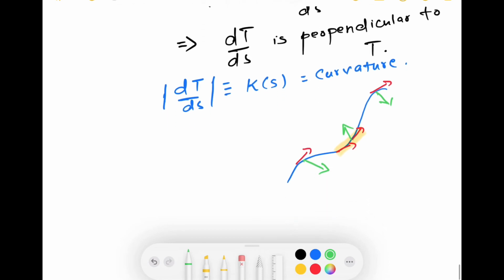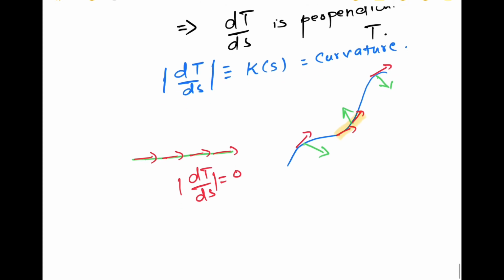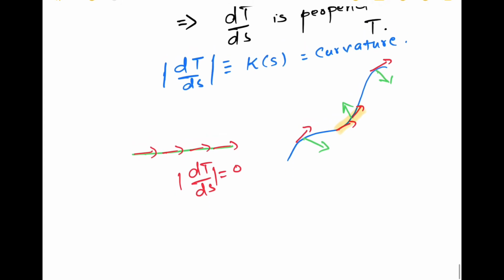If you take some curve which is straight, its tangent vector is along this and it is not changing, so dt by ds is 0. There is no curvature in this curve, the magnitude of this is 0. So actually the magnitude of dt by ds is defined to be the curvature of the curve. And this is actually the extrinsic curvature. We will see the intrinsic curvature later on.